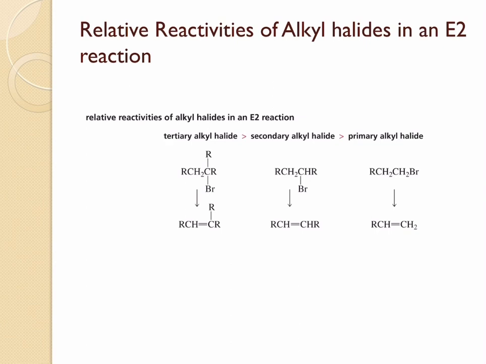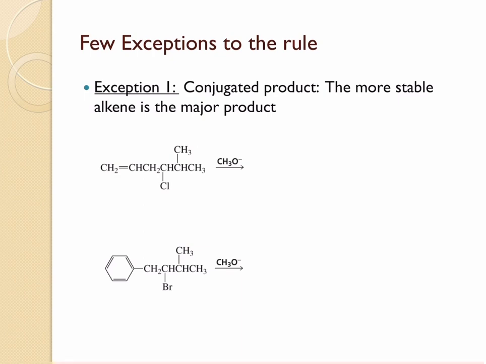Here is the relative reactivities of alkyl halides in an E2 elimination reaction. The tertiary alkyl halides are very fast in reacting in an E2 elimination reaction compared to the secondary alkyl halide and primary alkyl halide. The tertiary alkyl halides are very reactive because it's going to lead to the most substituted alkene. The major product of an E2 elimination reaction is the most stable alkene, which you get after you apply the Zaitsev rule. Right? But we have to use the Zaitsev rule with caution because not always the Zaitsev product is going to be the major product.